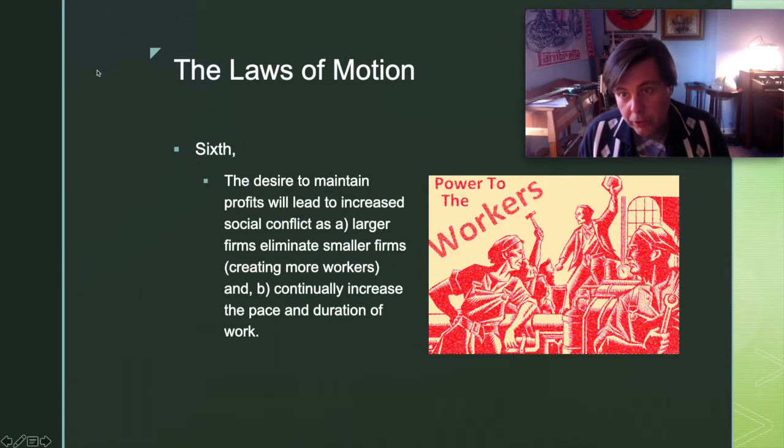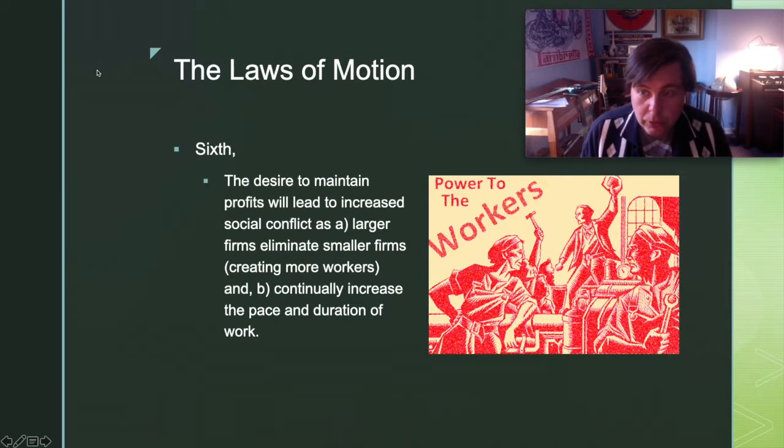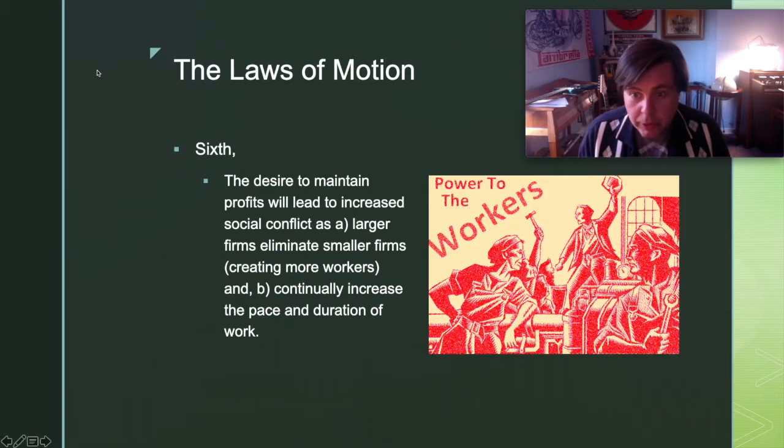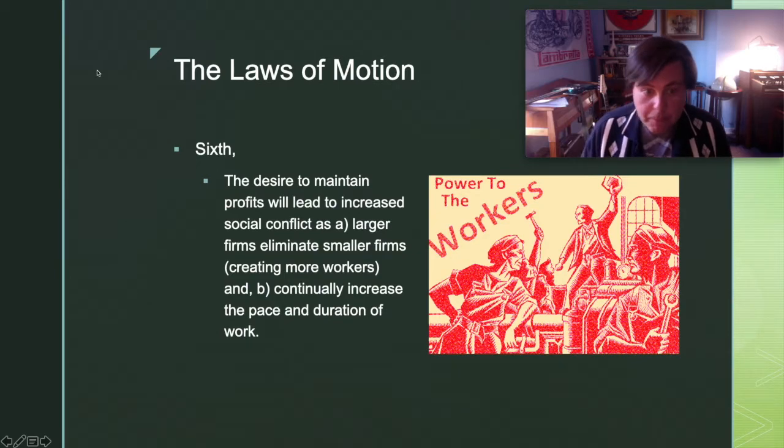Small firms are attempting to hang on to the meager profits they have, but are constantly being outgunned, as it were, by larger firms. And so as those smaller firms fail and larger firms get larger and larger, of course, the former owners of those small firms become workers and become part of this mass struggling against a more intense pace of work.